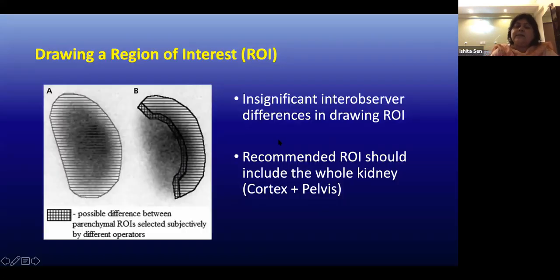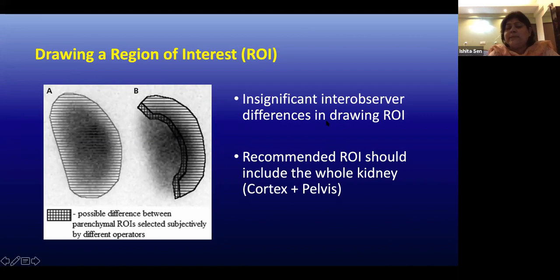Now, the second thing is drawing a region of interest. So whenever we talk about seeing the transit of tracer through the renal parenchyma, we draw what is called a region of interest. So we draw an outline around the kidney. Now, there has been a lot of talk about whether the outline of the kidney should include the entire kidney or whether it should include only the cortex.